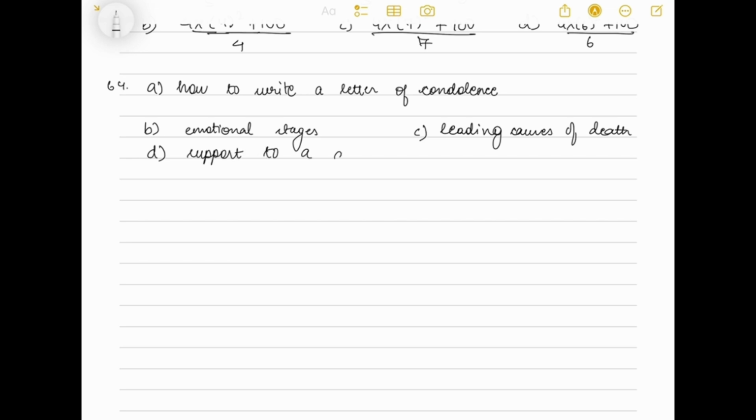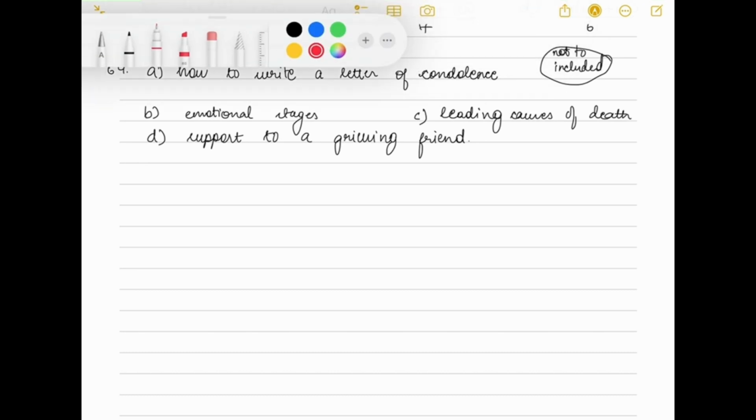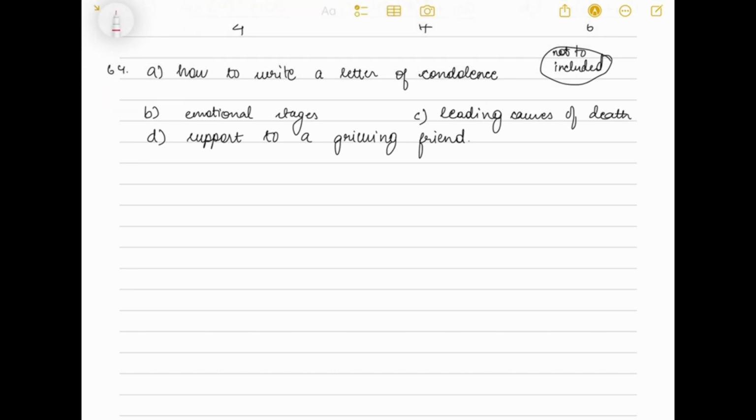So according to the question, these are basically what should not be included in a pamphlet. Please make sure that you read the question carefully when it is written included or not to be included. Okay, so here we have not to be included. So obviously we would like to understand how to write a letter of condolence or how to give support to a grieving friend. We also are interested to know what the emotional stages are that are passed through in the healing process, but we are not basically interested to know what the leading causes of death are. So this will be the correct answer.